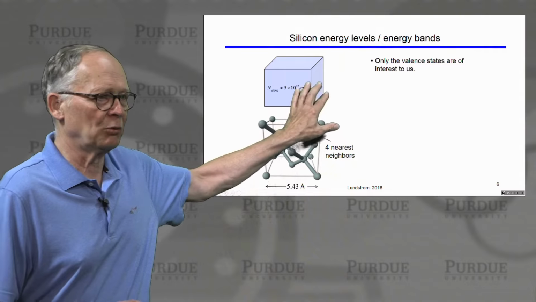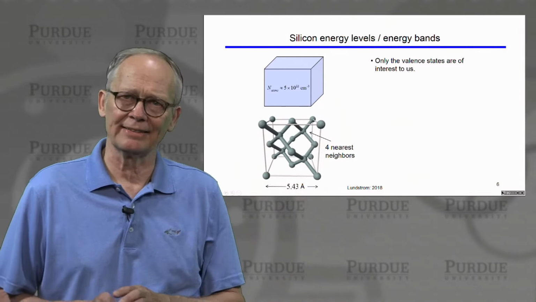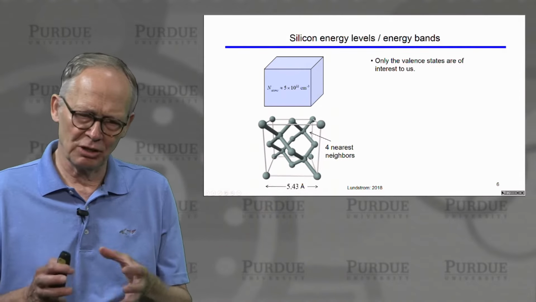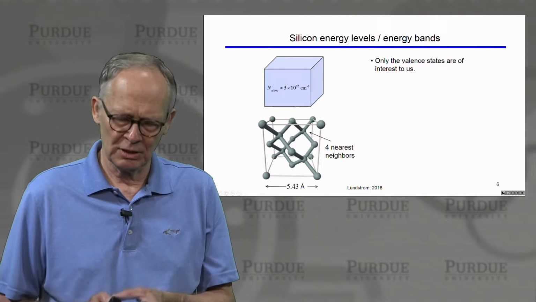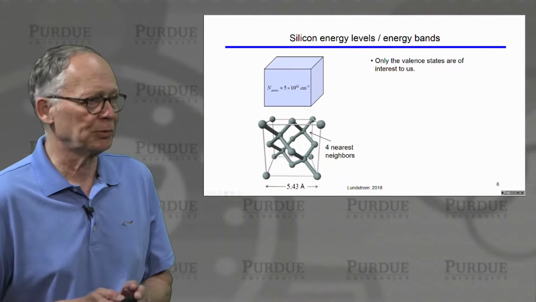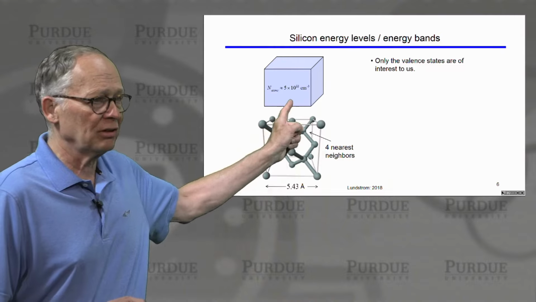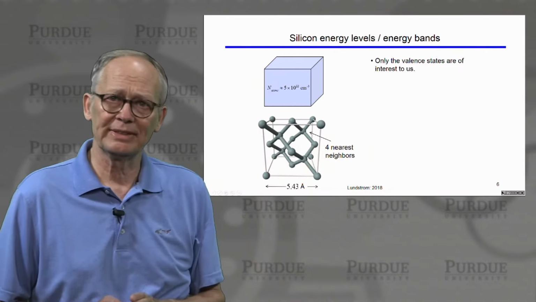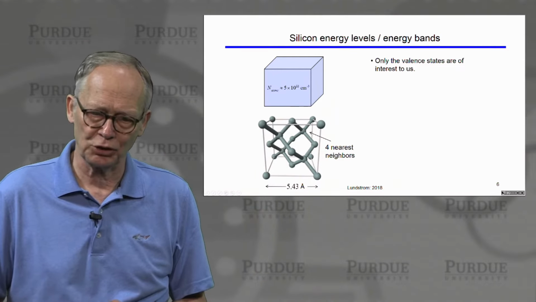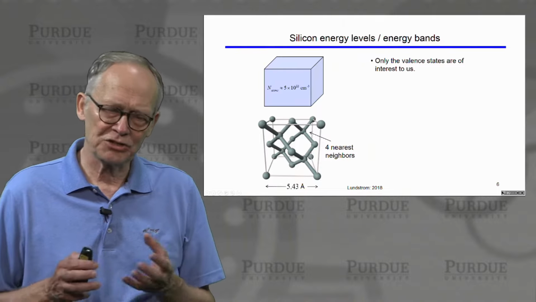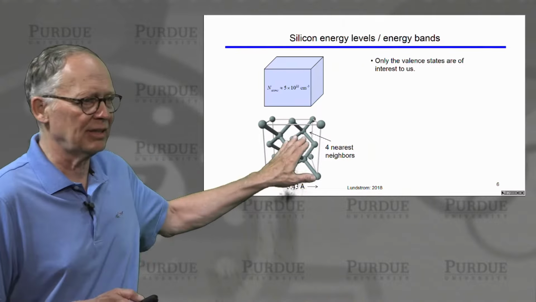So let's think about what we're trying to understand. It is not an isolated silicon atom, but a chunk of silicon crystal where there are a large number of atoms per cubic centimeter. In a silicon crystal, there are about 5 times 10 to the 22nd atoms per cubic centimeter, and they're arranged in a crystal lattice.